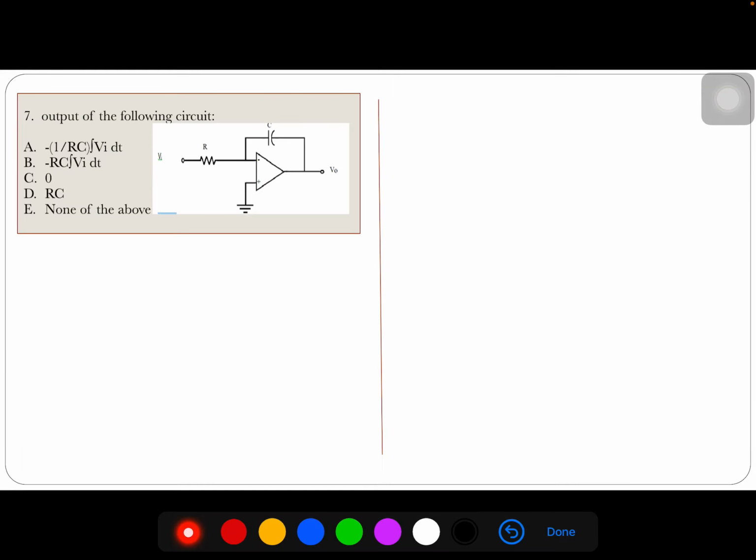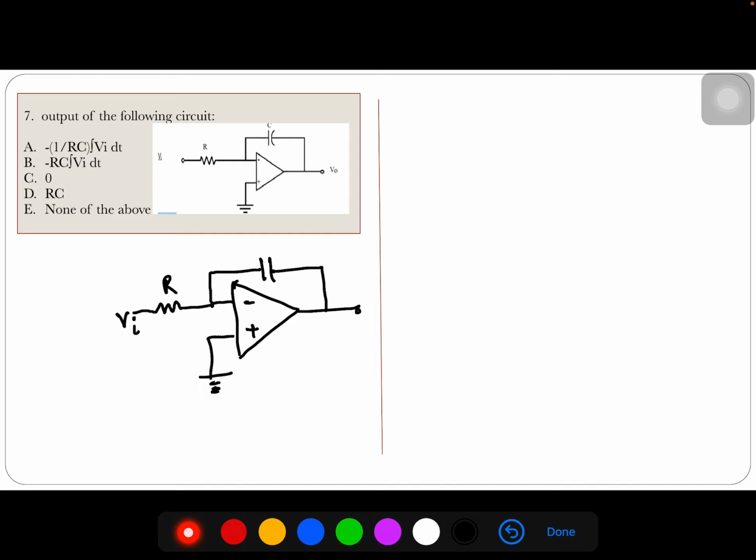Okay, next question. Output of the following circuit has been asked. You can see the circuit. Okay, as you can see in the circuit, there is a capacitor in the feedback and a resistor in the series. Always remember that this circuit is of an integrator, op-amp as an integrator. In the integrator, we use a capacitor in the feedback and a resistance in the series. And all the input voltages are applied to the inverting terminal.